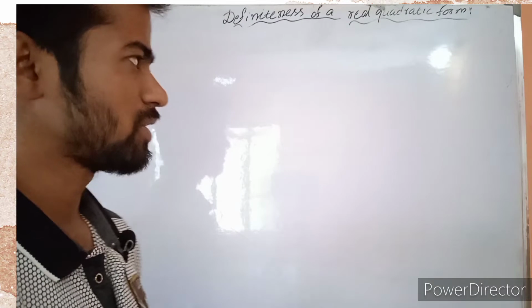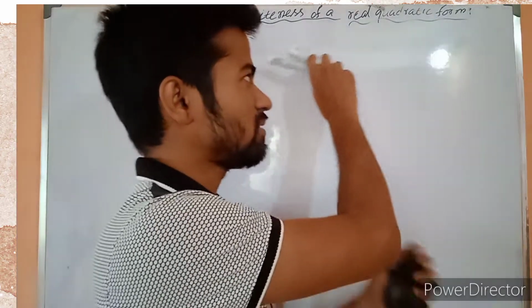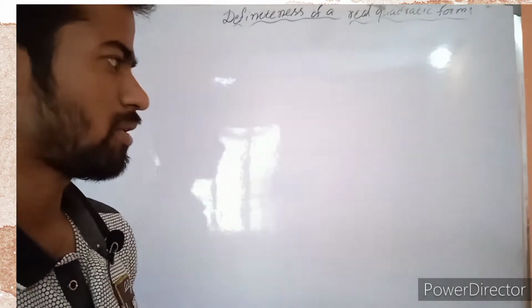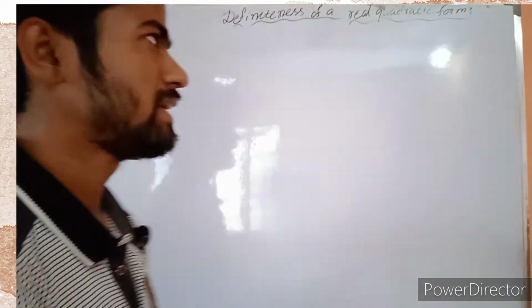In today's video, I am going to discuss the definiteness of a real quadratic form. That is, when a real quadratic form is said to be positive definite, negative definite, positive semi-definite, or indefinite. So let's get started.